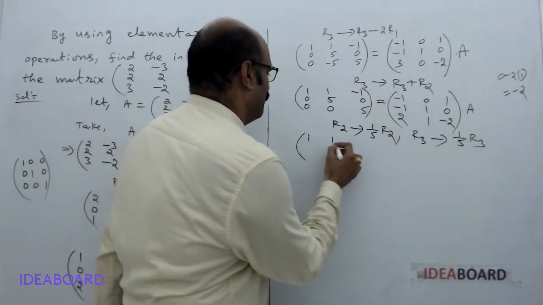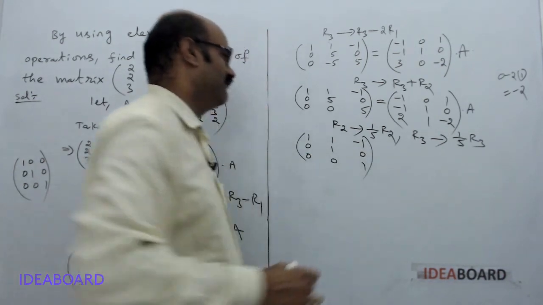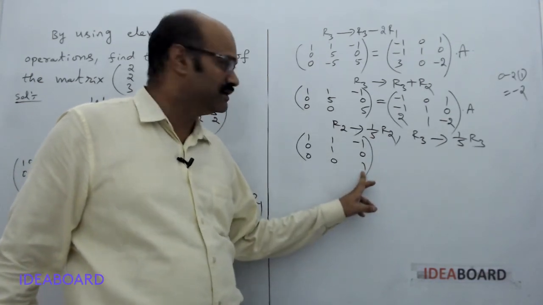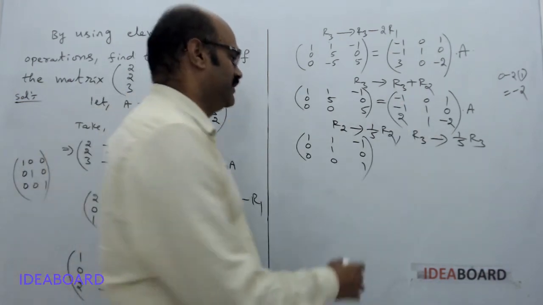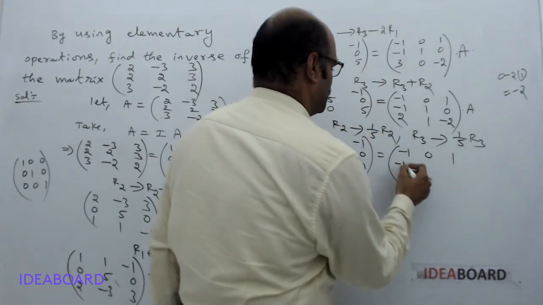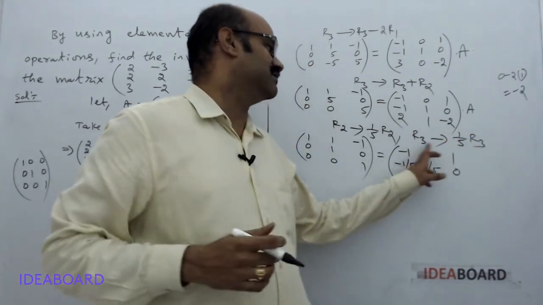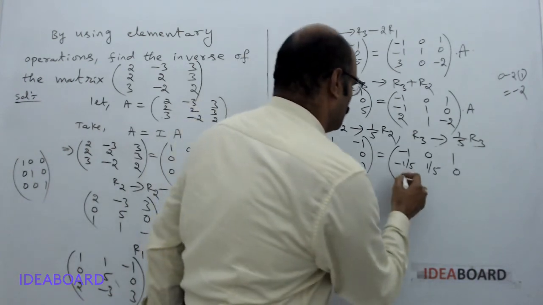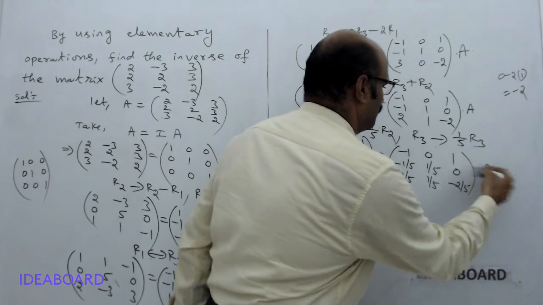Then 1, 1, minus 1, 0, 1, 0, 0, 0, 1. When you multiply this one by 1 by 5, you get 1 here. 5 into 1 by 5 equal to 1. Same thing should be done for this matrix also. So it implies minus 1, 0, 1. Minus 1 by 5, 1 by 5, 0. Now R3 implies 1 by 5 into R3. Multiply each and every element by 1 by 5 here. 2 by 5, 1 by 5, minus 2 by 5 into E.